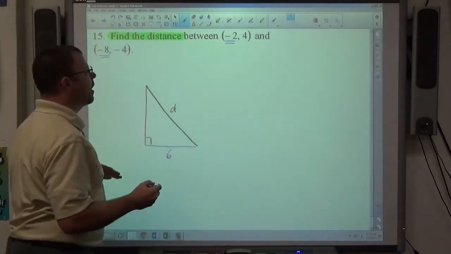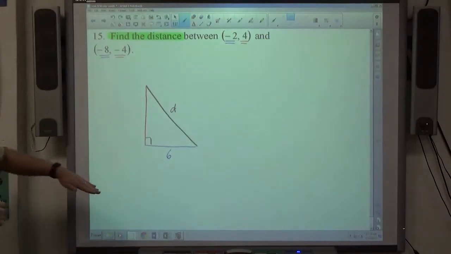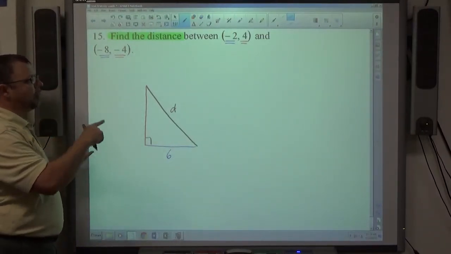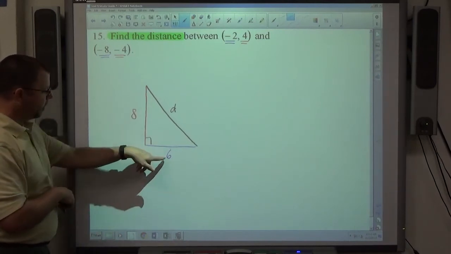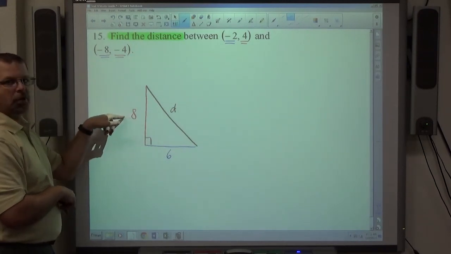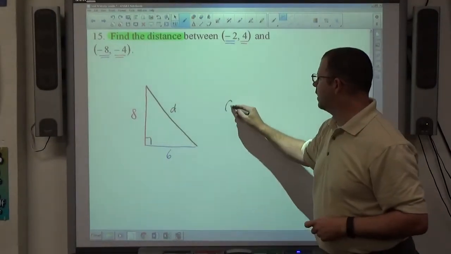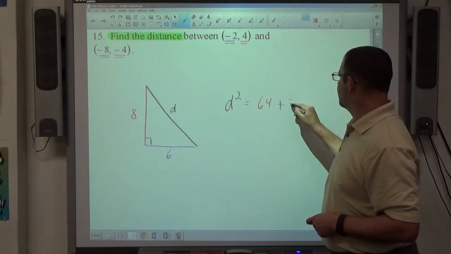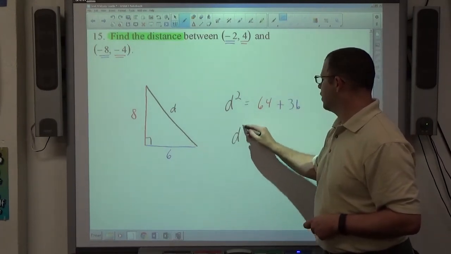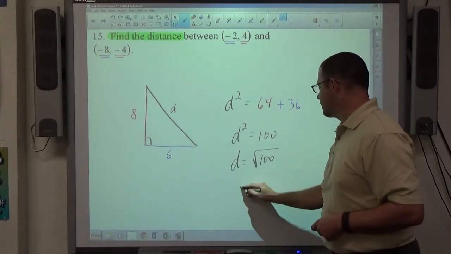The vertical distance, same idea. Negative 4 is one, positive 4 is the other. Those are the y values. Those are going to influence the height of this. And if I'm at negative 4 degrees and it goes up to positive 4 degrees, that's a total of 8 degrees warmer. So 6 is how far apart the x's are, 8 is how far apart the y's are, d is what we're looking for, and the Pythagorean theorem tells me that d squared is equal to 8 squared plus 6 squared, which means that d squared is equal to 100. So d is going to equal the square root of 100, better known as 10.